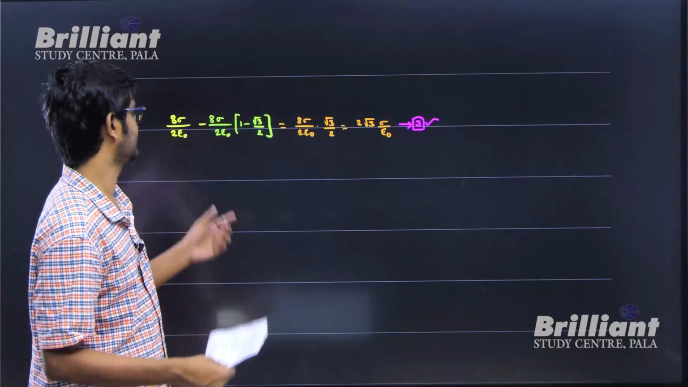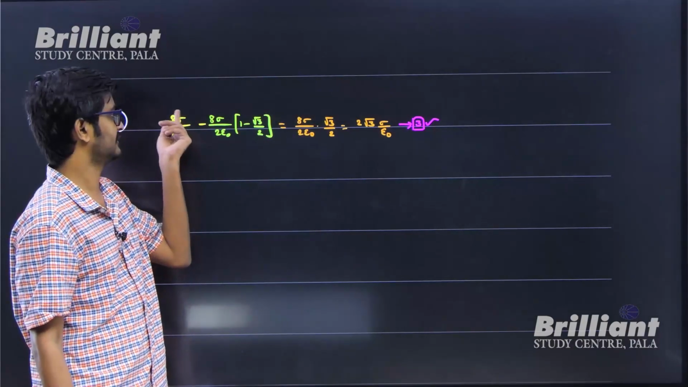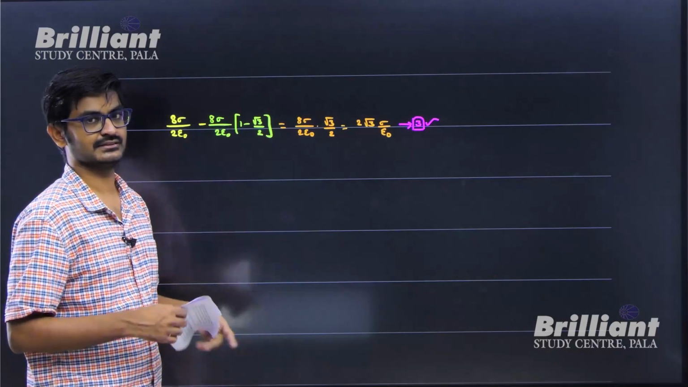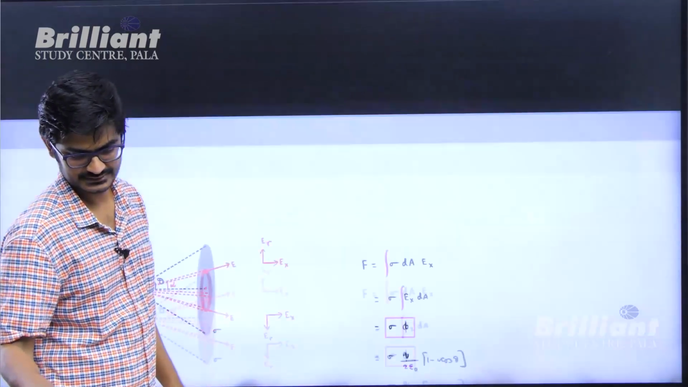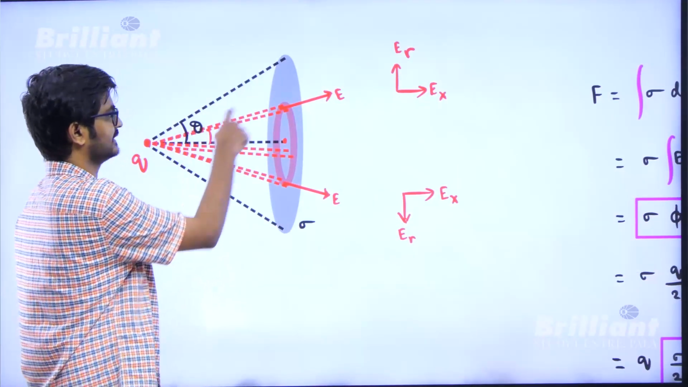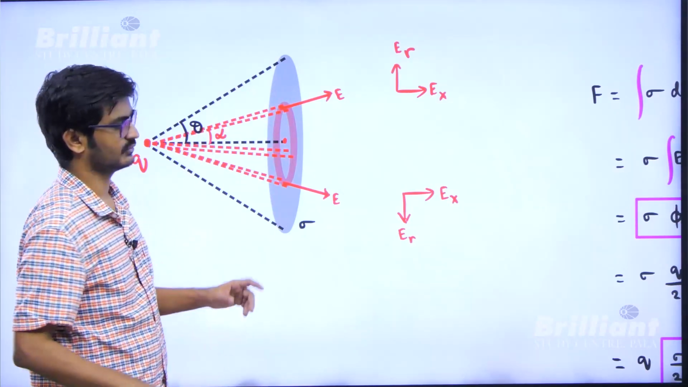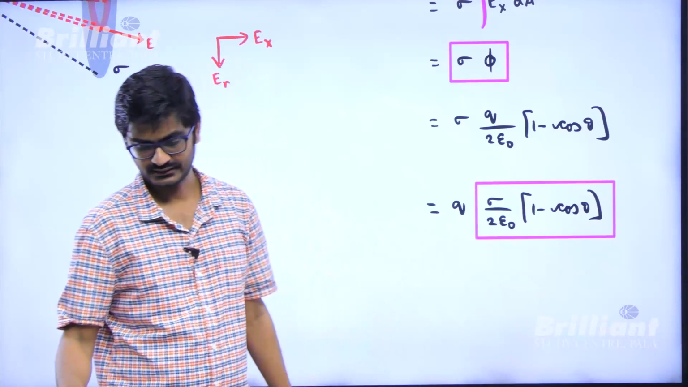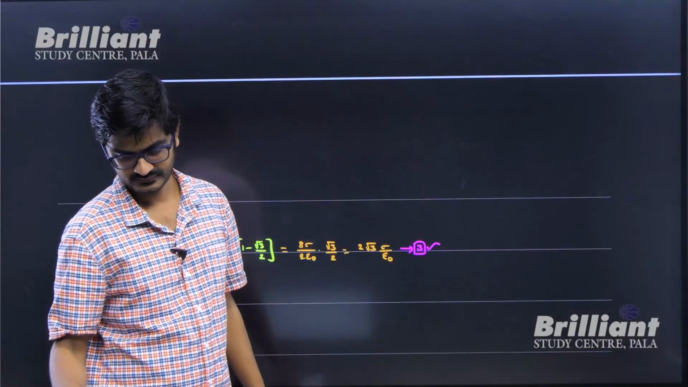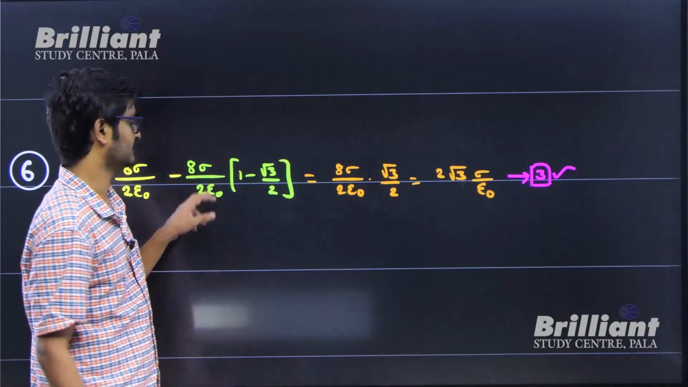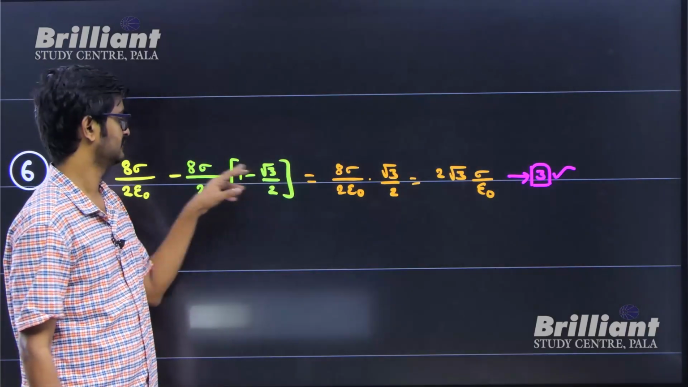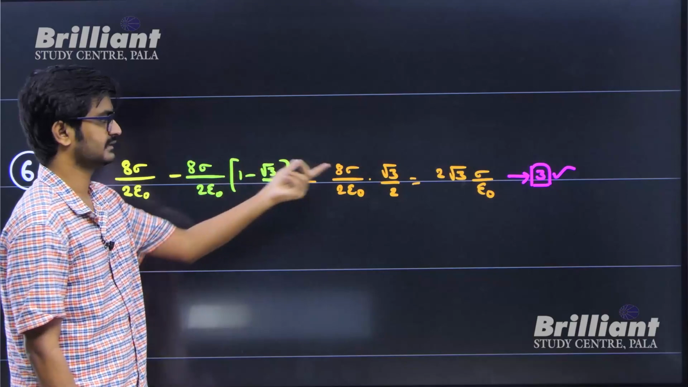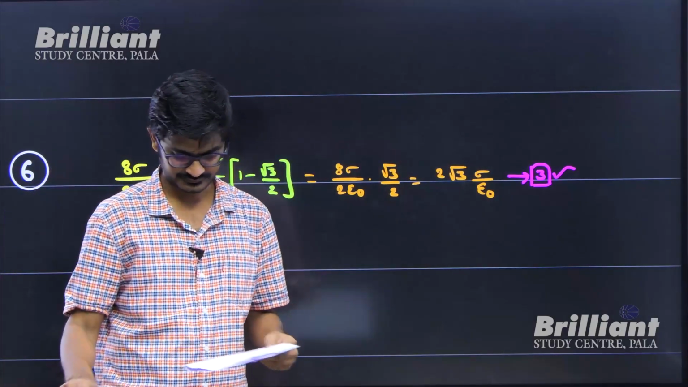Field because of the sheet is sigma by 2 epsilon naught, but here sigma is 8 sigma. Now field because of the disk, when the angle is theta, is going to be sigma by 2 epsilon naught into (1 minus cos theta). But sigma is 8 sigma here, so you can do the subtraction. These two will get cancelled, and you will end up with the answer.